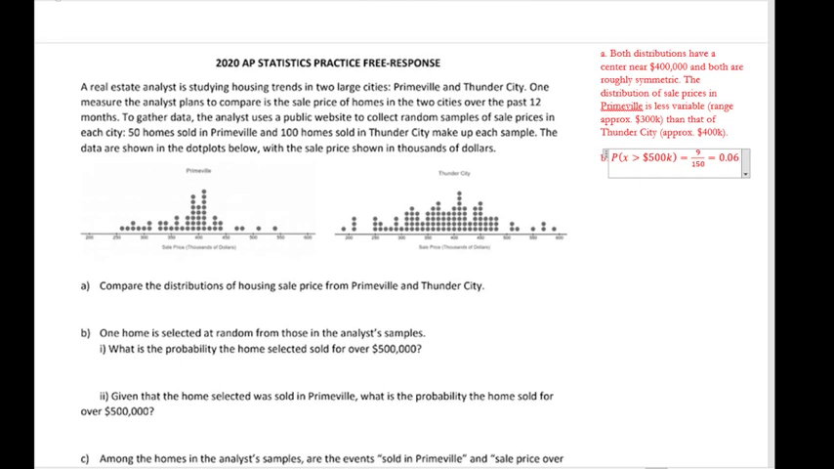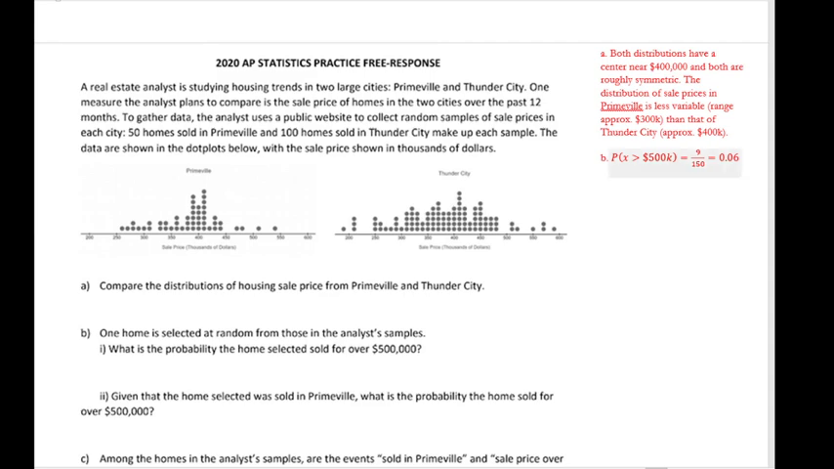Alright, so that was part 1 of problem B, and part 2 asks us to look at, given that the home selected was sold in Primeville, what is the probability that the home sold for over $500,000? So this is looking at the conditional probability of just this set right here.